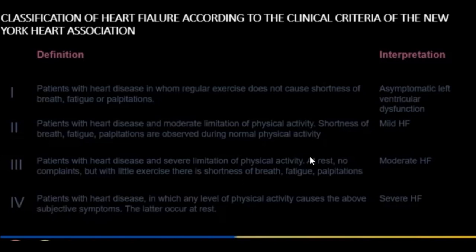It's a mild heart failure. Third, patients with heart disease and severe limitation of physical activity, at rest no complaints, but with little exercise there is shortness of breath, fatigue, and palpitation. And it's moderate heart failure. And fourth, patients with heart disease in whom any level of physical activity causes the above subjective symptoms. The latter occur at rest, and it's a severe heart failure.